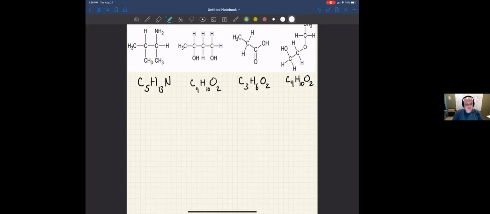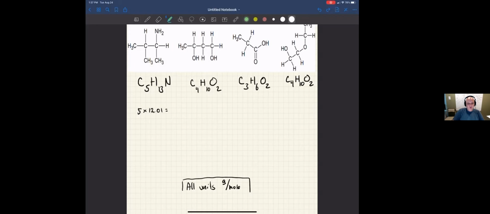The first one is C5H13N, so let's go ahead and start to sort this out. I have 5 carbons, so that's 5 times the molar mass of carbon, 12.01. Keep in mind that all units will be grams per mole. That could also be AMU if your instructor wants it in AMU, but a gram per mole is the same as an AMU. The molar masses listed on the periodic table are in either grams per mole or AMU. It's the same value.